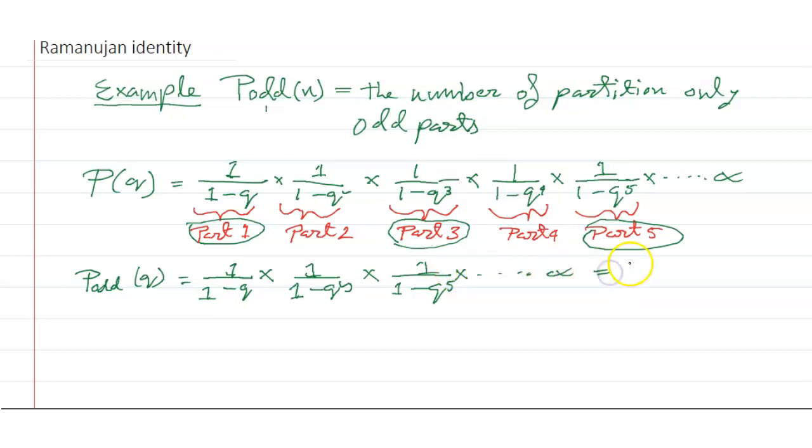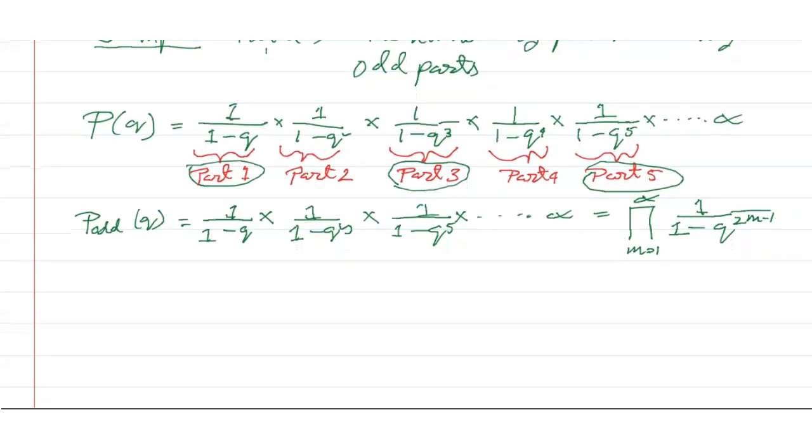So it can be written this way: the product for m equals 1 to infinity of 1 by 1 minus Q to the power 2m minus 1. This is the formula. So friends, P odd Q we have learned: P odd Q means the product of 1 by 1 minus q to the power 2m minus 1.